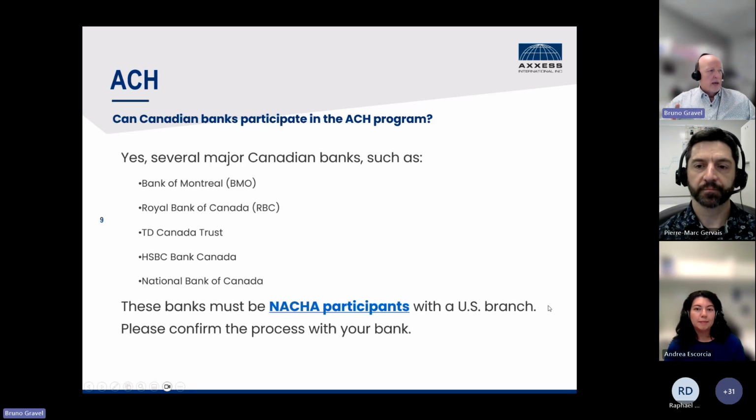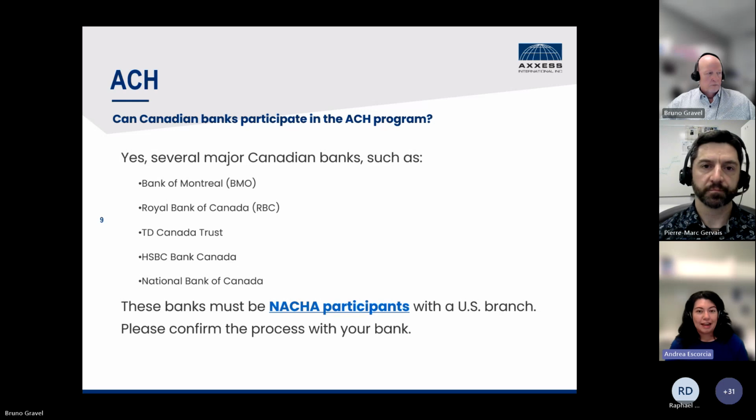So can Canadian banks participate in the ACH program? You mentioned a few, but are all the major banks included? The answer is yes, and several major Canadian banks participate, such as Bank of Canada, Royal Bank of Canada, TD Canada Trust, HSBC Bank Canada, National Bank of Canada, and as mentioned, these banks must be NACHA participants, the National Automated Clearinghouse Association, with the US branch. So this is important, and we do suggest you confirm this process with your bank.